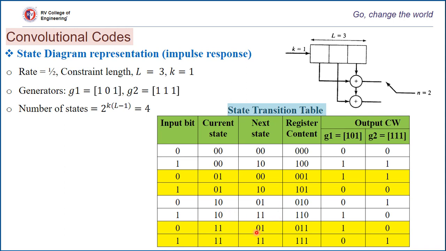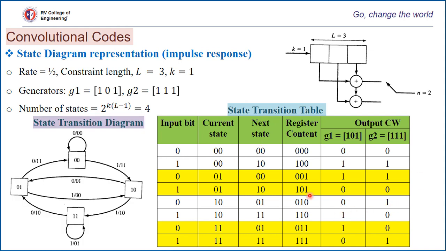With the help of the state transition table, we can easily draw the state diagram, which is a summary, or a compact form, of the state transition table. As you know, a state transition diagram will have four different states of the memory register: 00, 01, 10 and 11, which are represented as four blocks here.